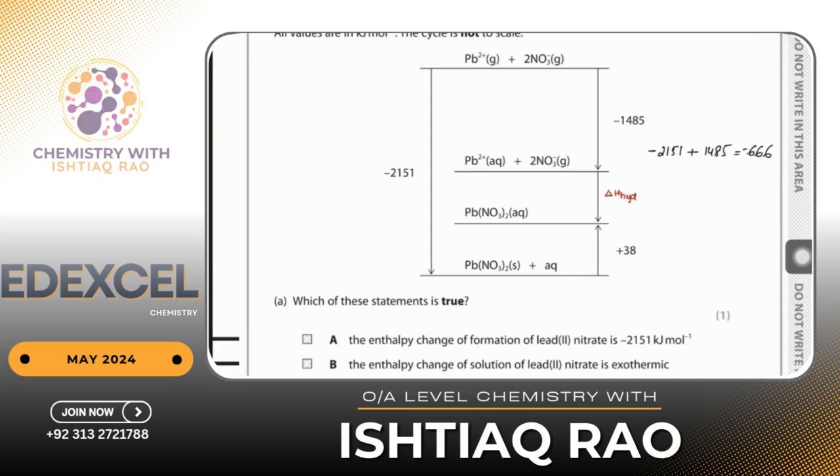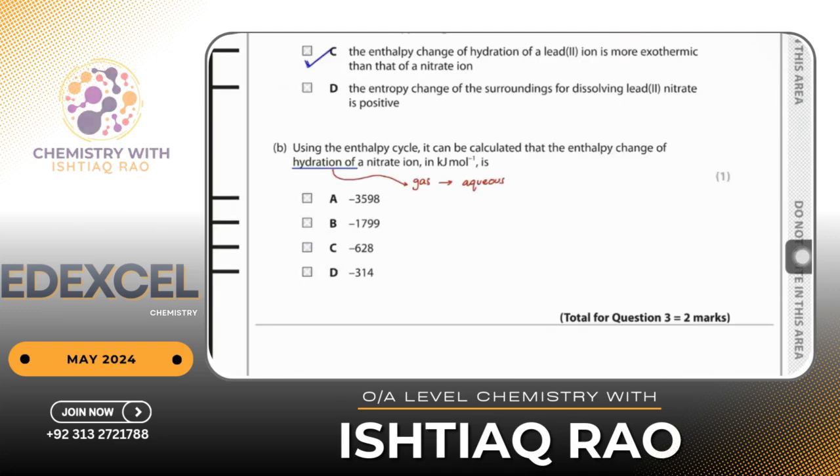And what if I put this number, minus 666 plus 38, minus 628? So this is going to be the hydration for the nitrate. And of course, I have two nitrates, and the mole ratio between this one and this one is 2:1. So I have to divide it by 2. So what's the answer if I divide it? Minus 314, so that's the answer, CD.